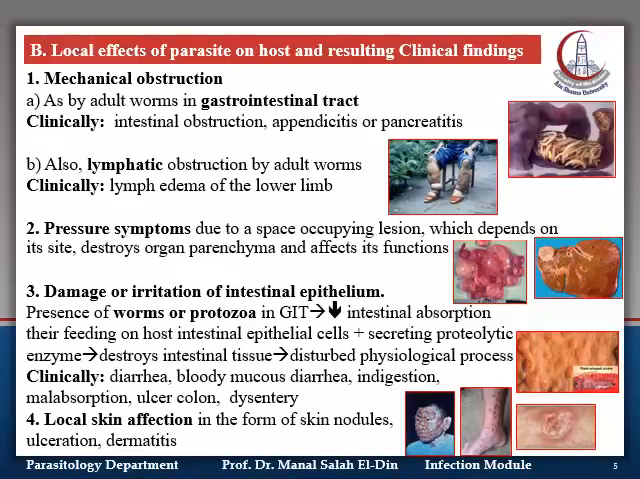Clinically, there will be diarrhea, bloody mucus diarrhea, indigestion, malabsorption, ulcers, and dysentery. And finally, it can affect the skin locally, leading to skin nodules, ulceration, or even dermatitis.